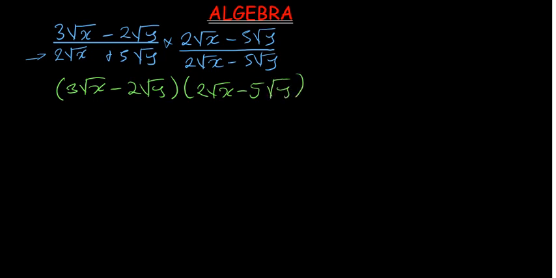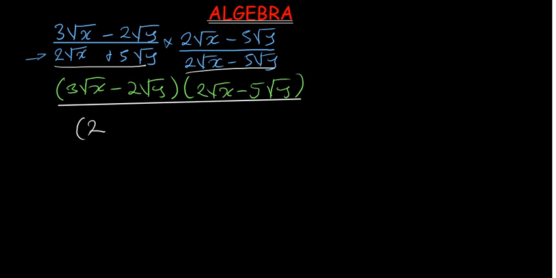That's what we have on the numerator. But for the denominator, this is just a difference of two squares. So you don't have to bother writing both of them and expanding. This is just the difference of two squares, so you're going to have 2 root x squared minus 5 root y squared, like that. Now we expand the numerator.